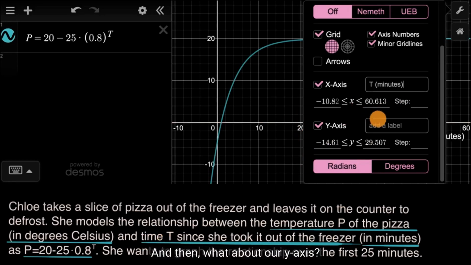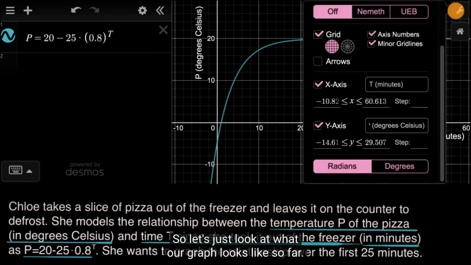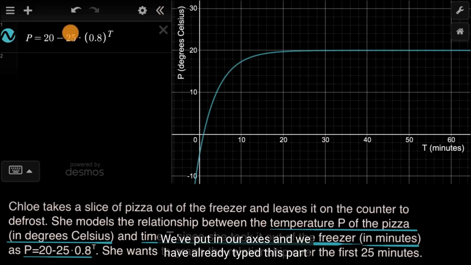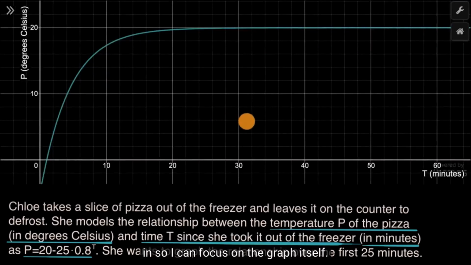And then what about our y-axis? Well, this is really our p-axis, and that's measuring degrees Celsius. So that's our p-axis, and it's measuring degrees Celsius. All right, so let's just look at what our graph looks like so far. So there we have it. We put in our axes, and we have already typed this part in so I can focus on the graph itself.